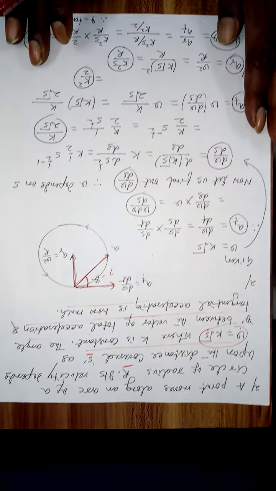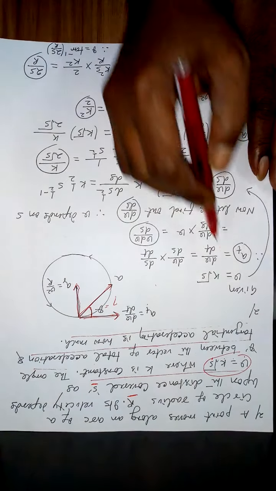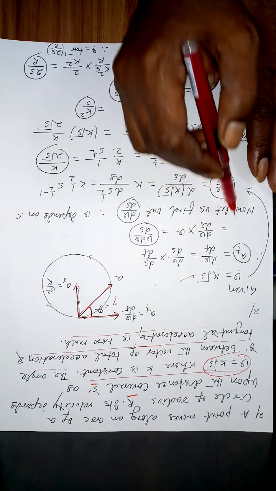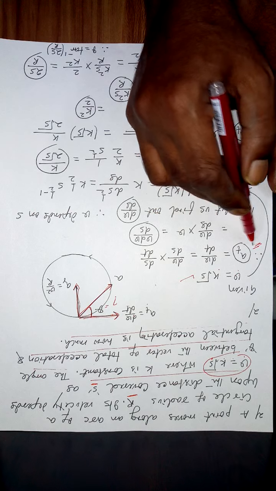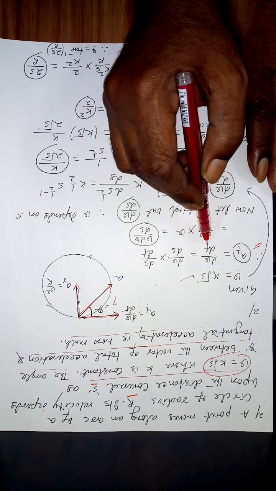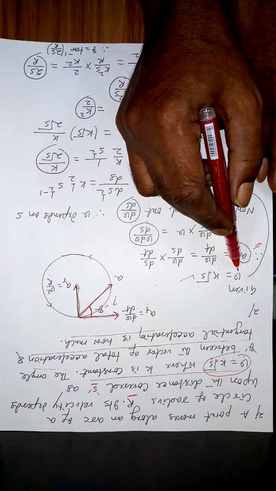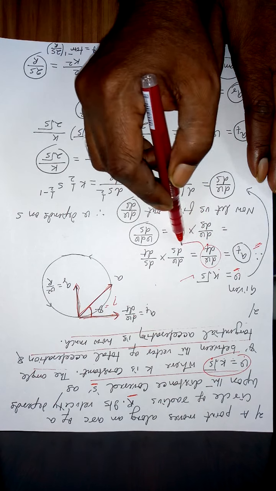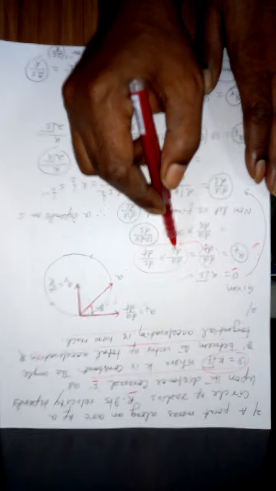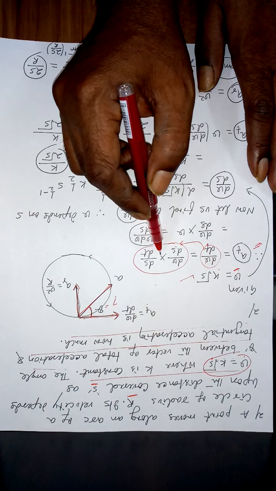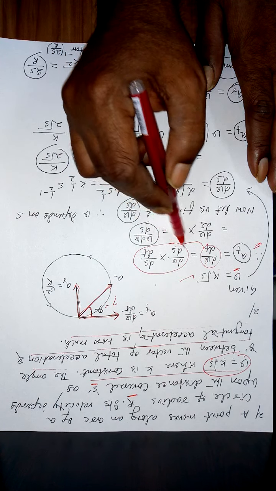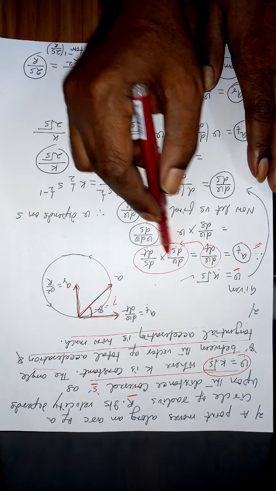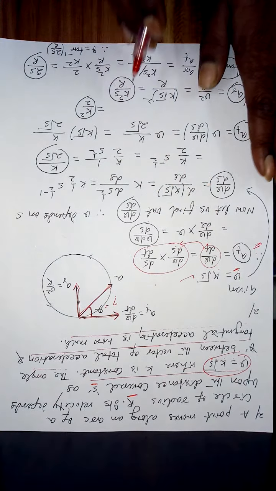Now, given v is equal to k square root of s, we know tangential acceleration is equal to dv by dt. So I rewrite it as dv by ds into ds over dt. This is the same thing as dv by dt, because ds cancels.